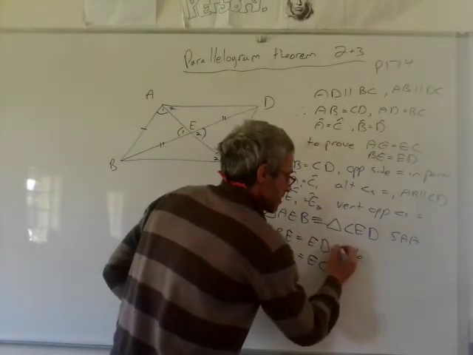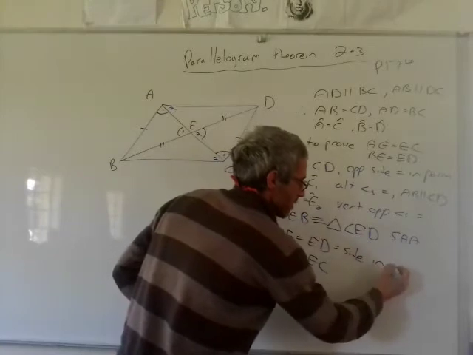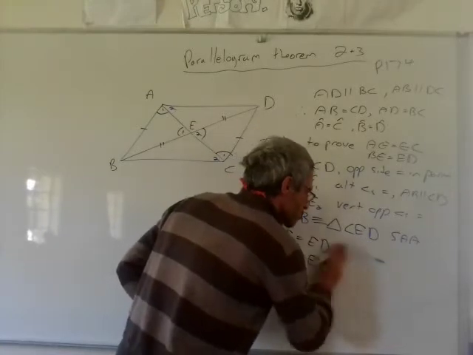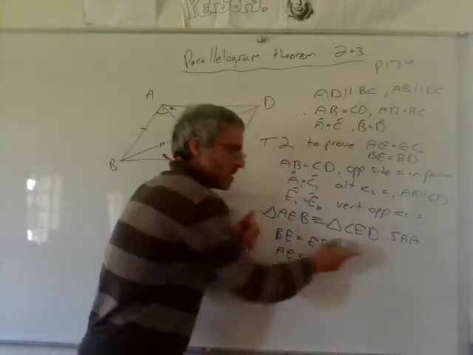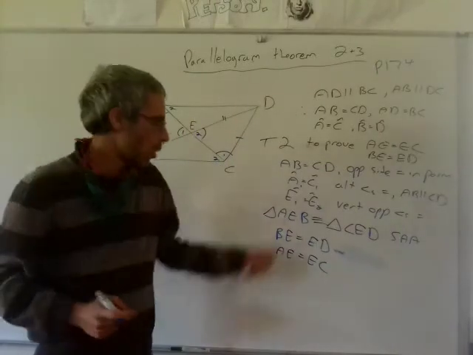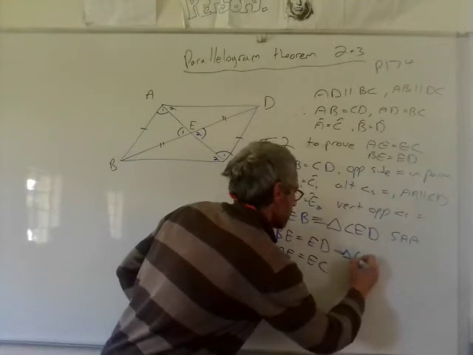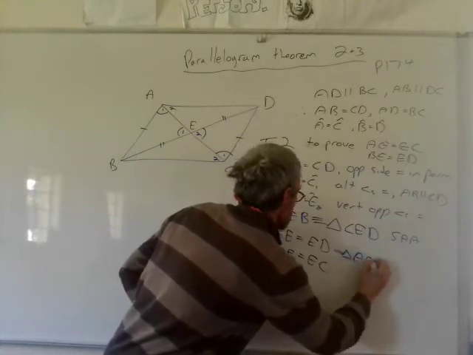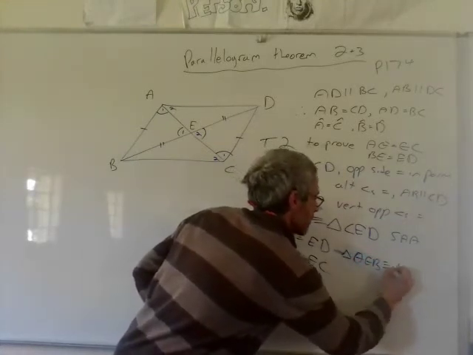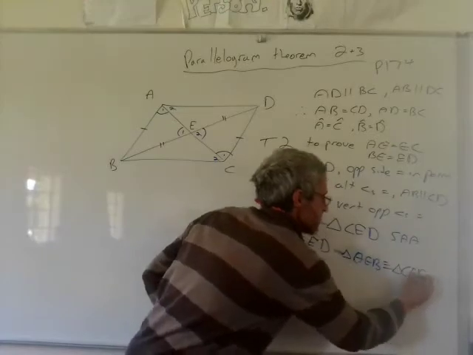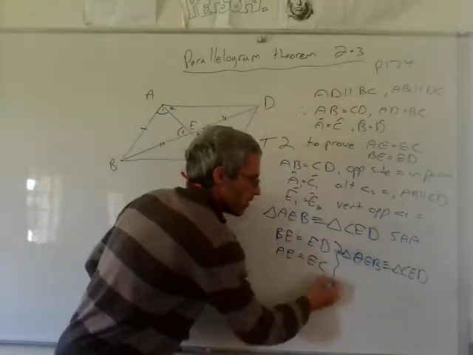Sides in, I don't even need to write it. All I need to do is just repeat the congruency. Okay? Why are these sides equal? I just need to say because triangle AED is congruent to triangle CED. Okay? That's for both of them.